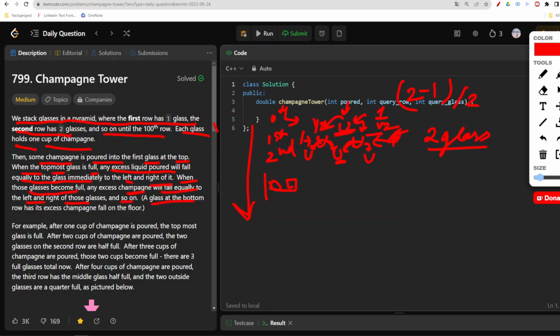Then a glass at the bottom row has its excess champagne fall on the floor. So basically whatever is at the 100th row, whatever excess would be there, that will fall on the floor. Means basically it can contain at max one glass only, other would fall on the floor. So for example, after one cup, this example I've already told you here. So this is what they are explaining.